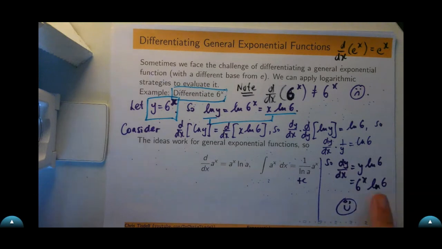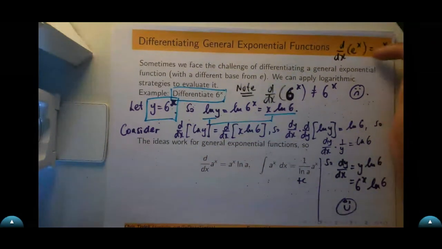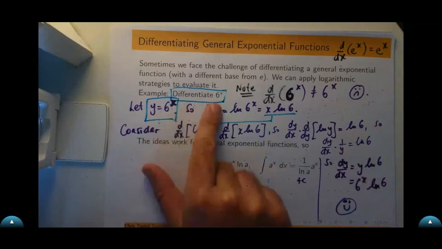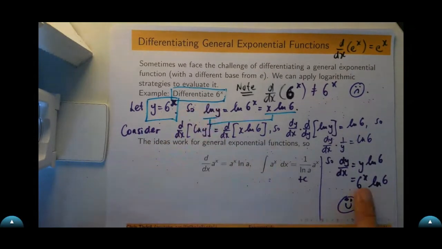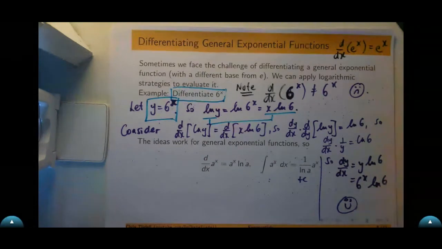Okay, so there you go. It's not what you would expect it to be if you just concentrate on this. The derivative of 6 to the x is not 6 to the x. Okay, it's 6 to the x times a special constant. And the reason why this is true is because log e to base e is 1.